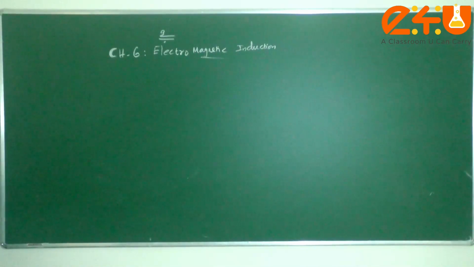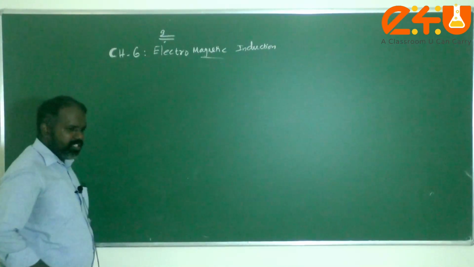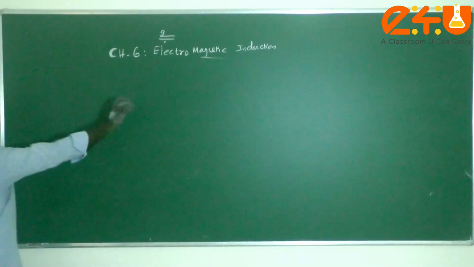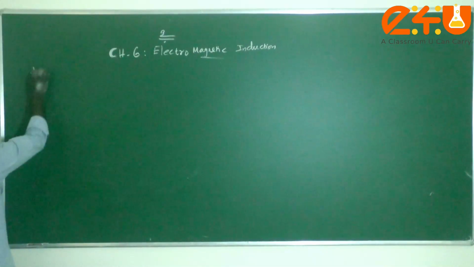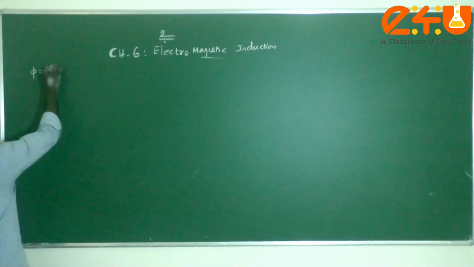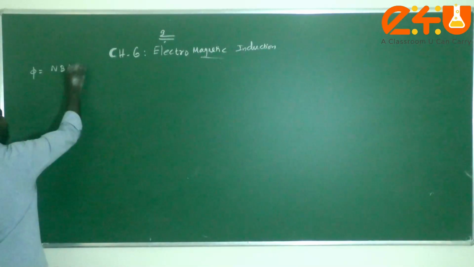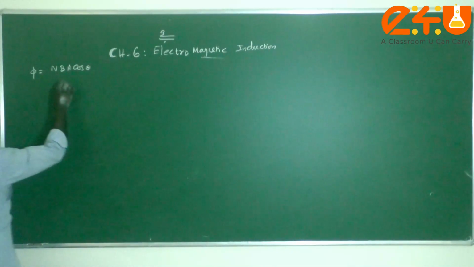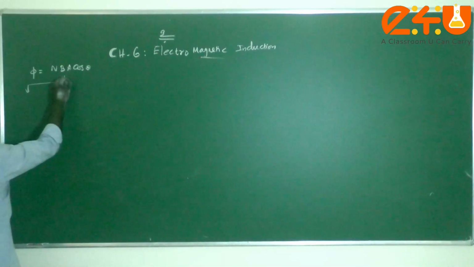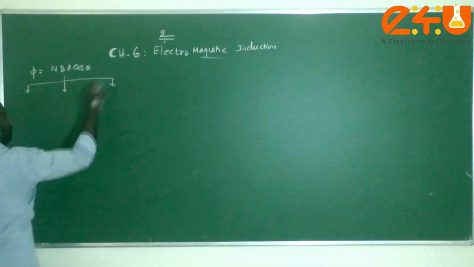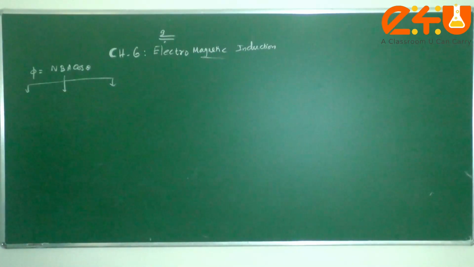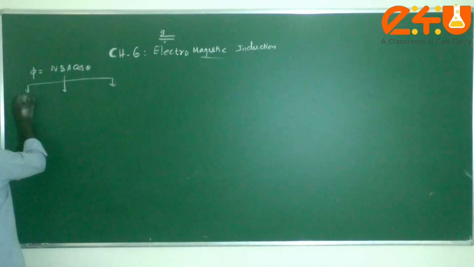Now please see another part of the lesson. As we said, flux phi is equal to NBA cos theta, where N is the number of turns. Here we can vary three parameters. That is by changing the B value.